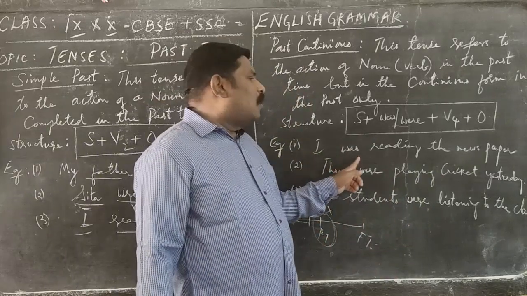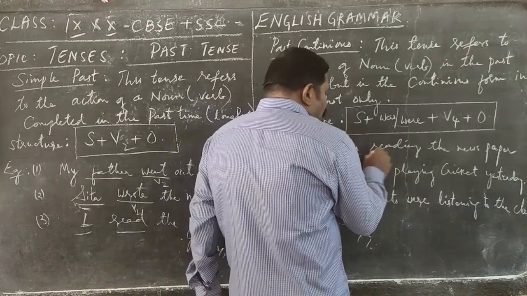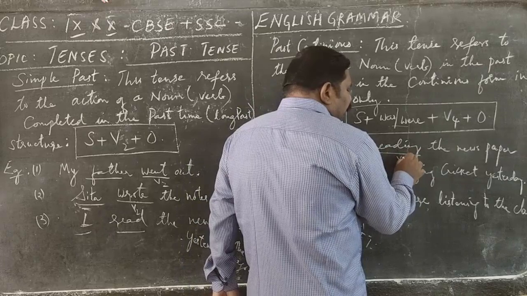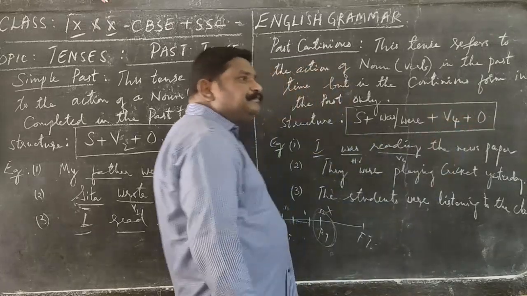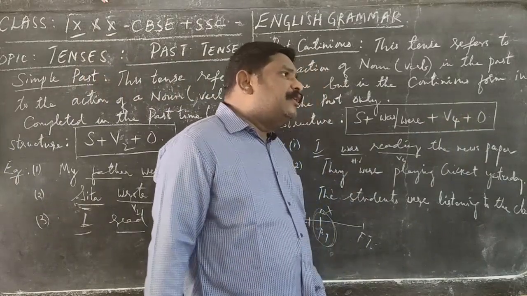So I was reading. I is the subject here. Was is the helping verb here. Reading is the V4 form. I was reading the newspaper. What were you doing? I was reading the newspaper.